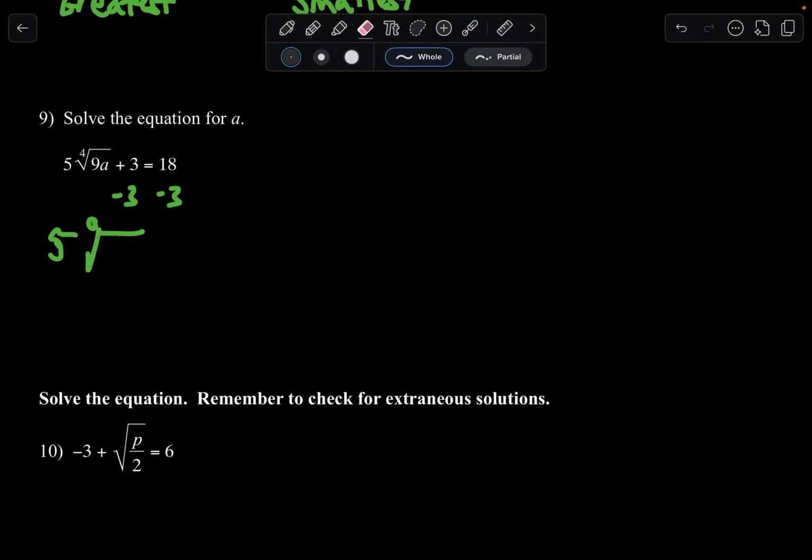fourth root of 9a equals 18 minus 3 is 15. Now we're multiplying, because again, our goal is to get this by itself. And so think in terms of, okay, I'm multiplying this fourth root by 5. So what's the opposite of multiplying by 5? That is dividing by 5, both sides.